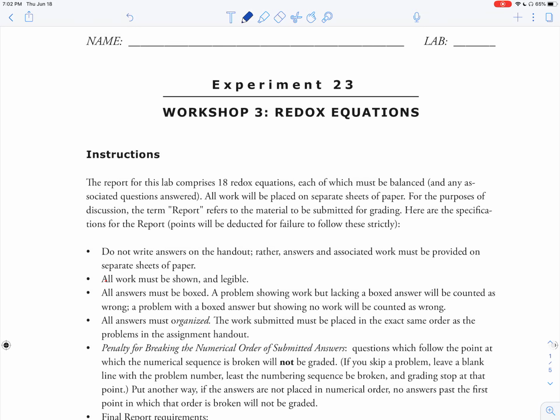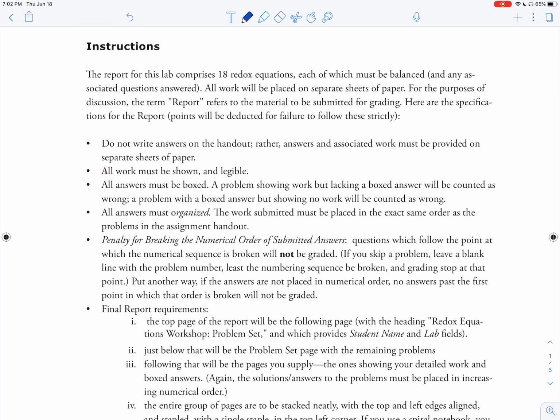Hey everyone, we're going to do a short video on Workshop 3, Balancing Redox Reactions. Just wanted to remind you, or reiterate, some things about submitting your assignment. I didn't give you any space to do your work within the lab manual, so just show your work on a separate sheet of paper and then you can submit that work.